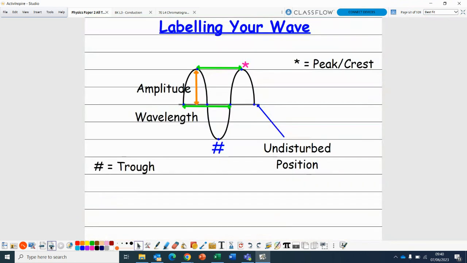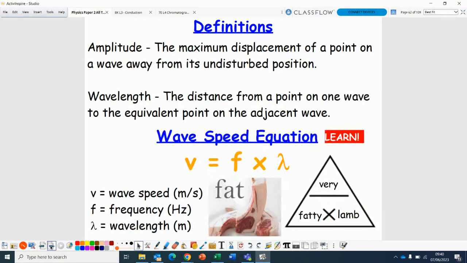Okay, waves. Make sure you can label a wave. Remember the wavelength is between 2 matching points, your peaks are at the top, your troughs at the bottom, and your amplitude is between a peak and the undisturbed position, or a trough and the undisturbed position. So basically it's half the height of the whole wave. And make sure you remember that the lambda symbol is the symbol for wavelength. Don't use w. And frequency, remember, we always feel sorry for frequency because it hurts Hz.